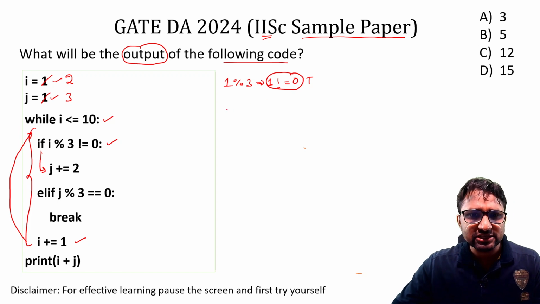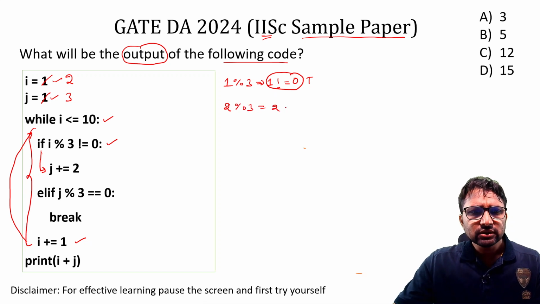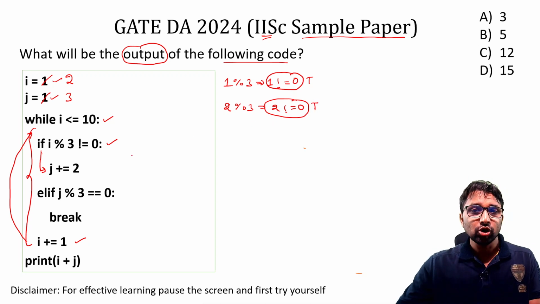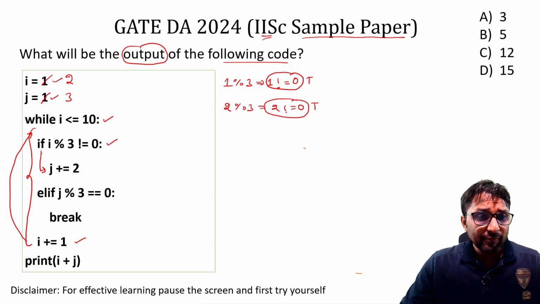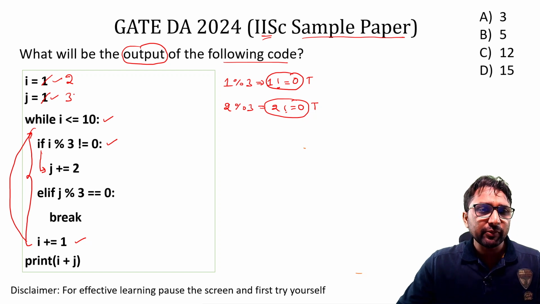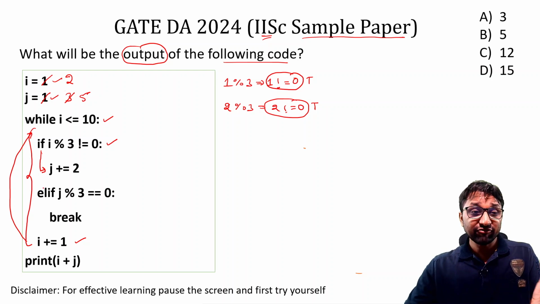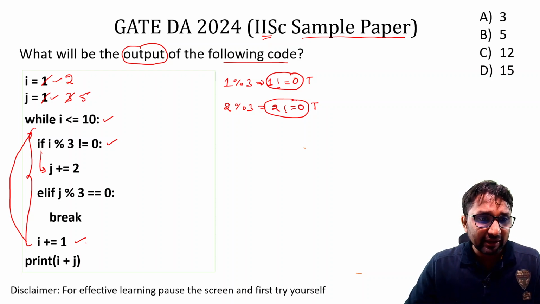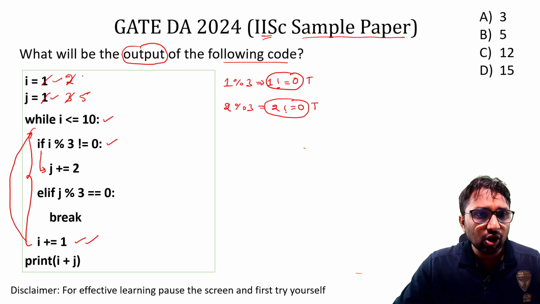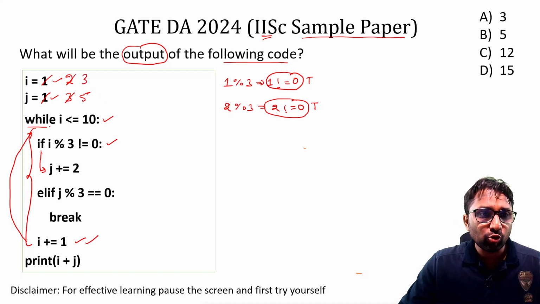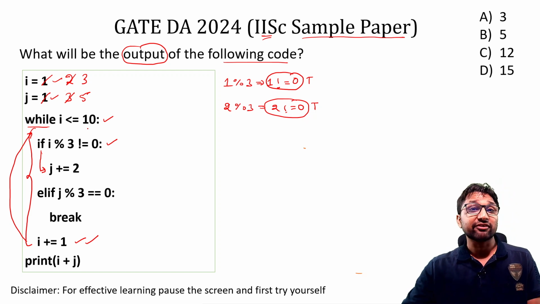Let me check whether this condition is true or not right now. So i value is 2, 2 mod 3 is 2, that is not equal to 0. Yes, this condition is true, 2 is not equal to 0. So we are coming inside the if, and here again we are incrementing the j value by 2. So j value is 5 now. We are not going to the else because we have already gone through the if statement. So we will simply increment the i value, which will be 3 now. And again we are checking the loop condition, it is satisfied, 3 is less than or equal to 10.